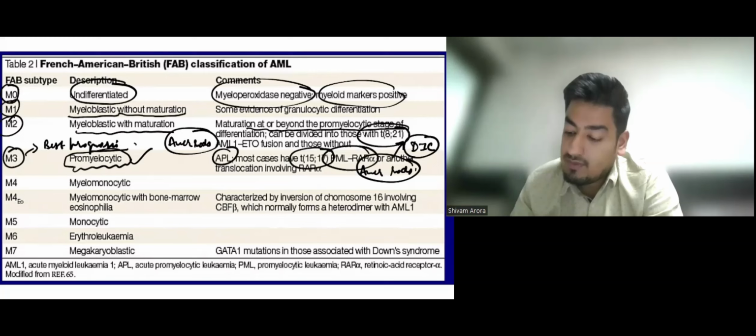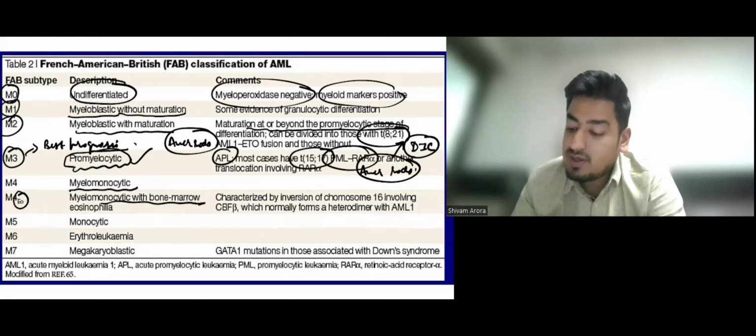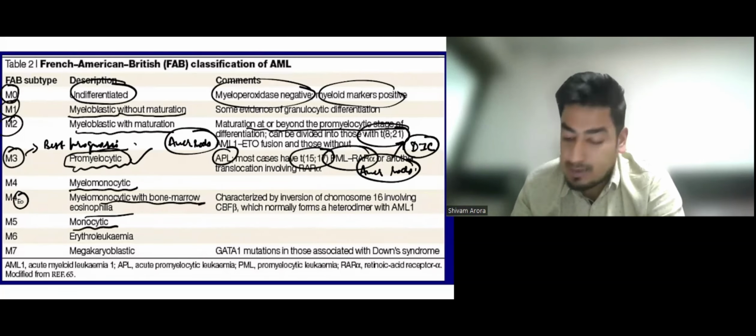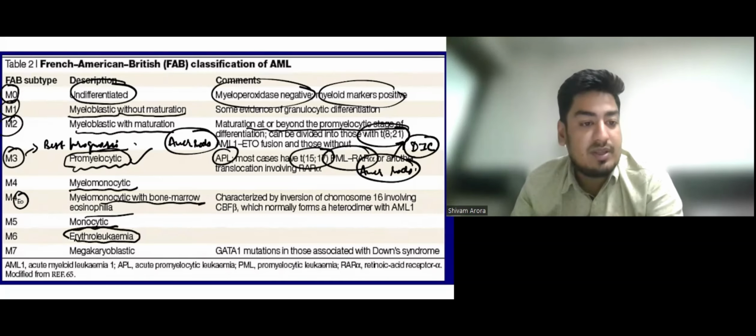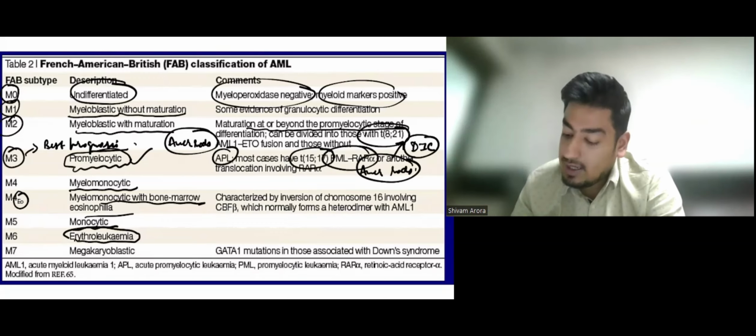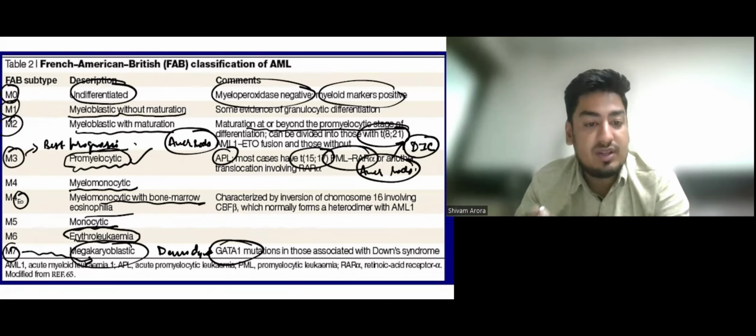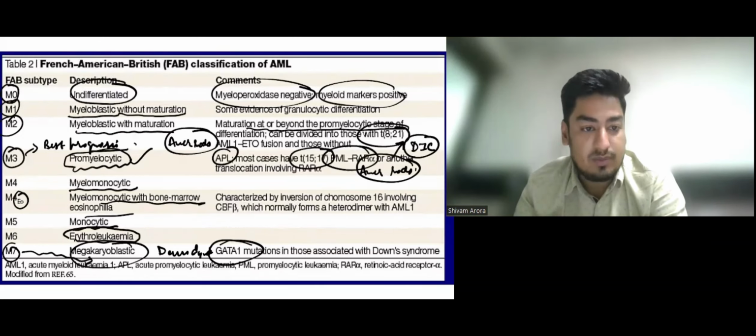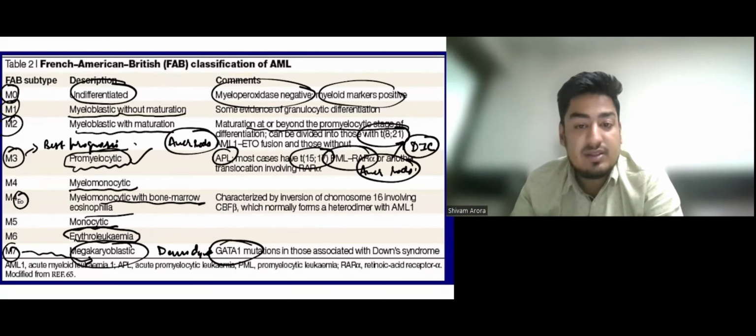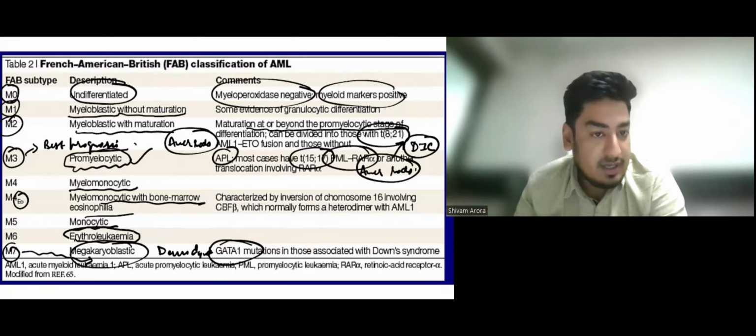Okay. Then we have M4, it is myelomonocytic. M4E is myelomonocytic with bone marrow eosinophilia. Then we have M5 that is monocytic. Then M6 is erythroleukemia. And M7 is due to megakaryoblast. Okay. And M7 की important बात है कि M7 is very commonly seen in patients with Down syndrome. Okay, and GATA1 mutation is associated with Down syndrome. And if AML M7 is seen in association with Down syndrome, then again it has a good prognosis.